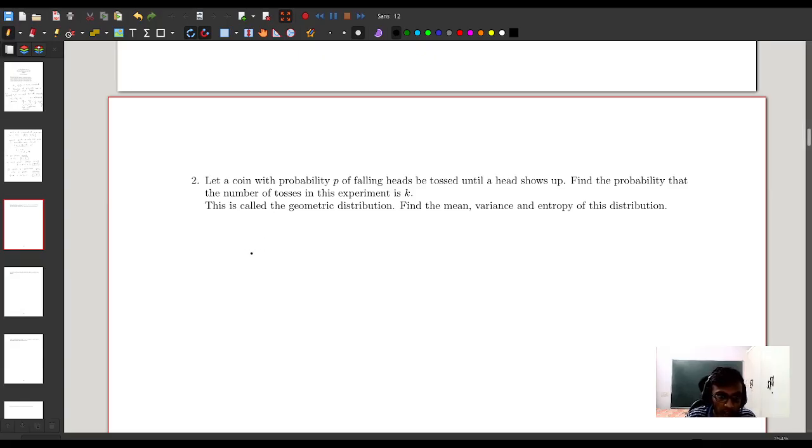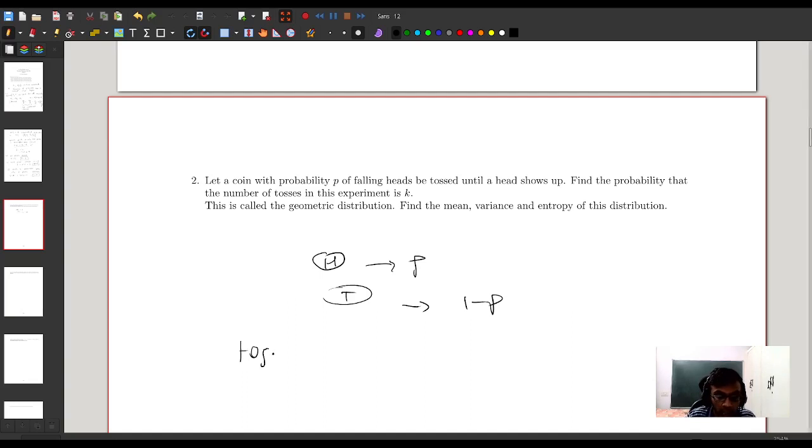There is a coin, tossing which will result either in heads or tails. The probability of falling heads is p, and the probability of falling tails is 1 minus p. Consider this experiment where the coin is tossed until a head appears for the first time. It is tossed until a head appears, and the experiment is stopped after that.